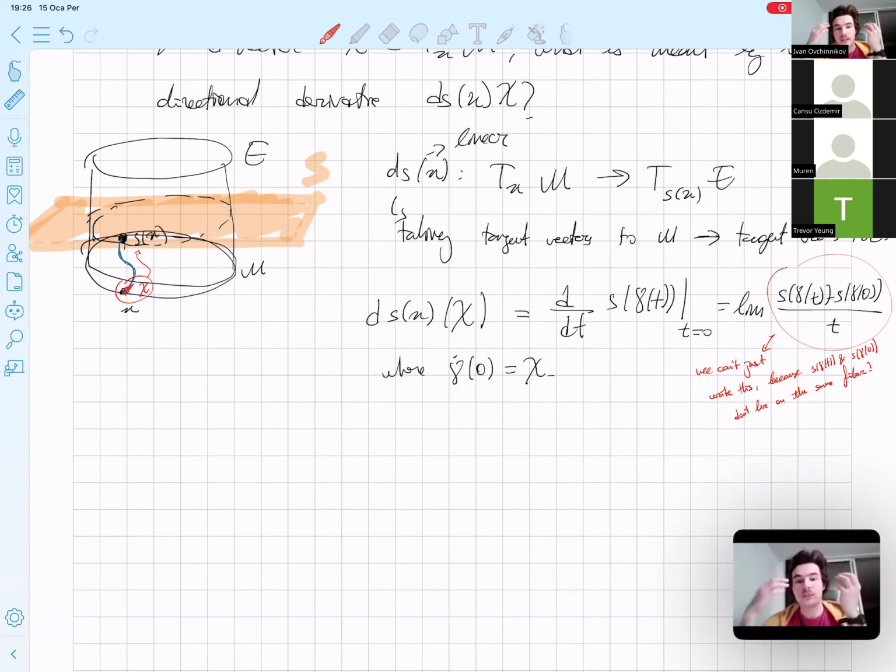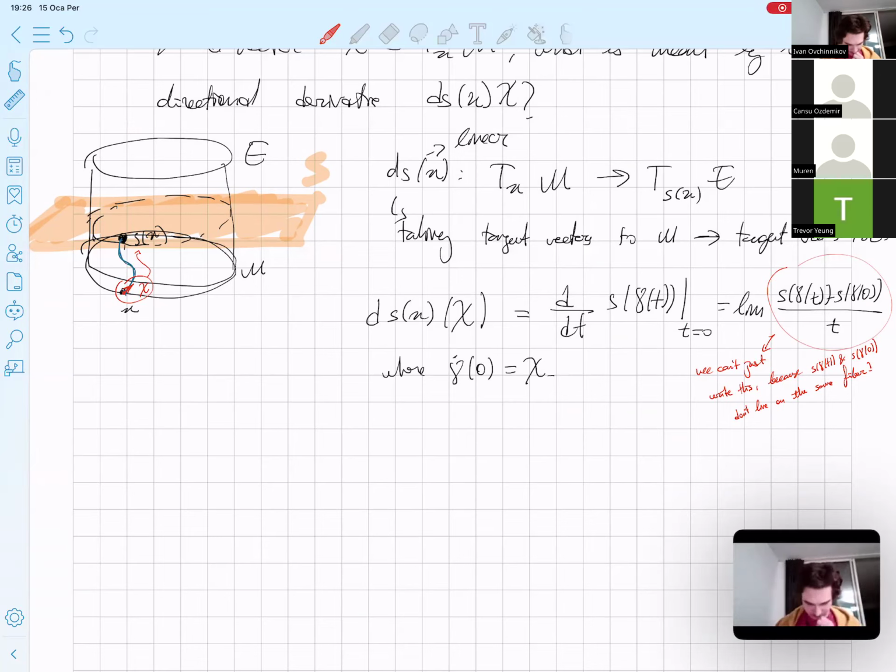So if I want to take a derivative in my vector bundle, I need to find a way to compare vectors in different fibers. So I need some additional information to be able to do this. And now we'll find out what this additional information should be, how it should look, and so on. As Ivan explained, this is not so well defined.